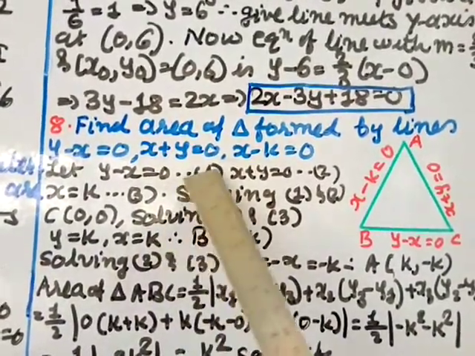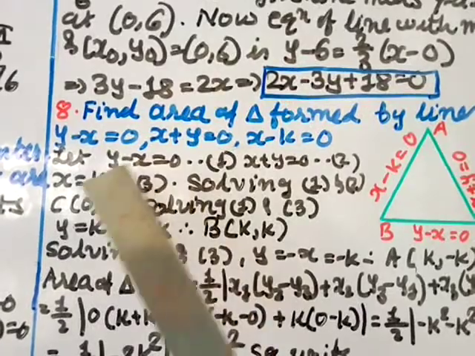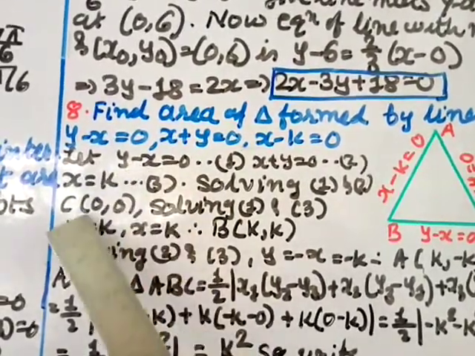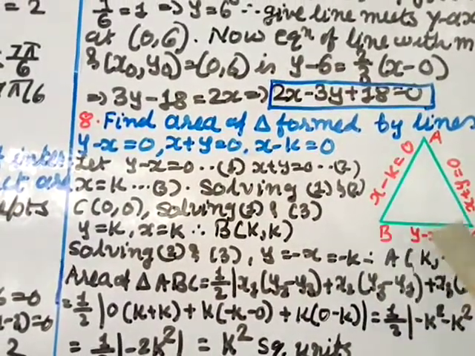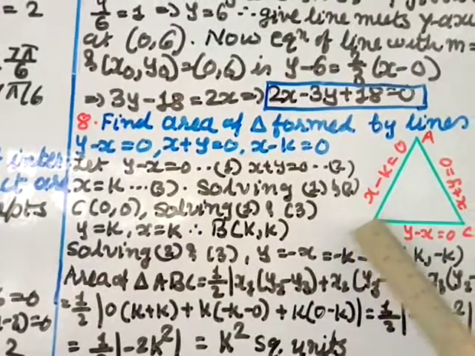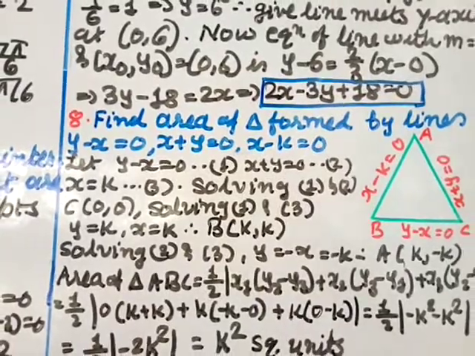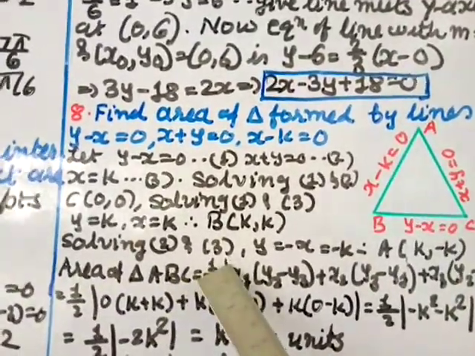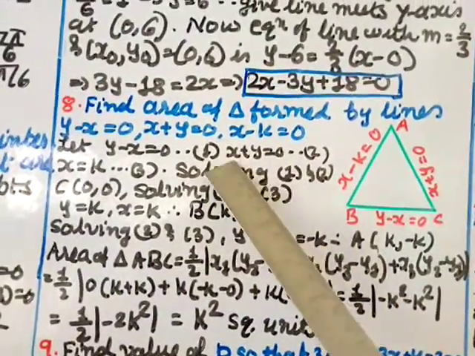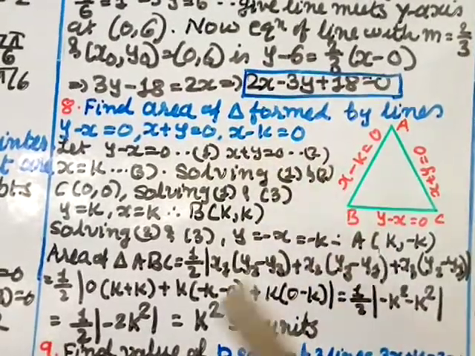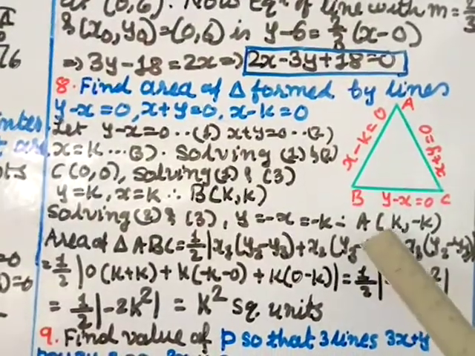Solving 1 and 3. If you put the x value equal to k here, transferring k over, you get y equal to plus k. So when x is k, y also is k. That means this point B, the intersection of line 3 and line 1, is (k, k). Now let us solve equations 2 and 3. Putting this x value k in equation 2, y is equal to minus k. So the coordinate of A will be (k, minus k).